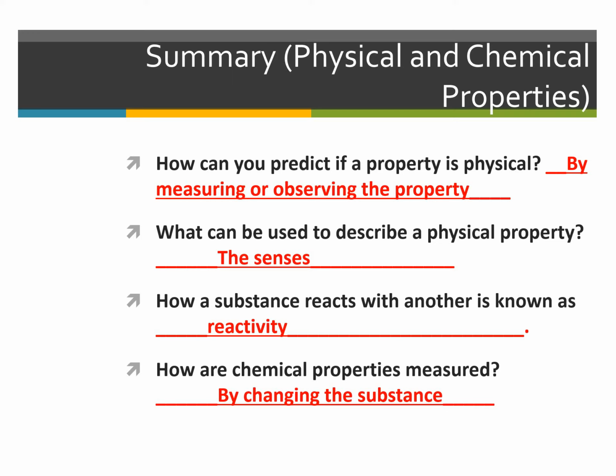How a substance reacts with another is known as reactivity. And remember, chemical properties can be measured by changing the substance or creating a chemical reaction between items. So anytime we change the substance to something new, it's going to be a chemical property. That's how we measure it.